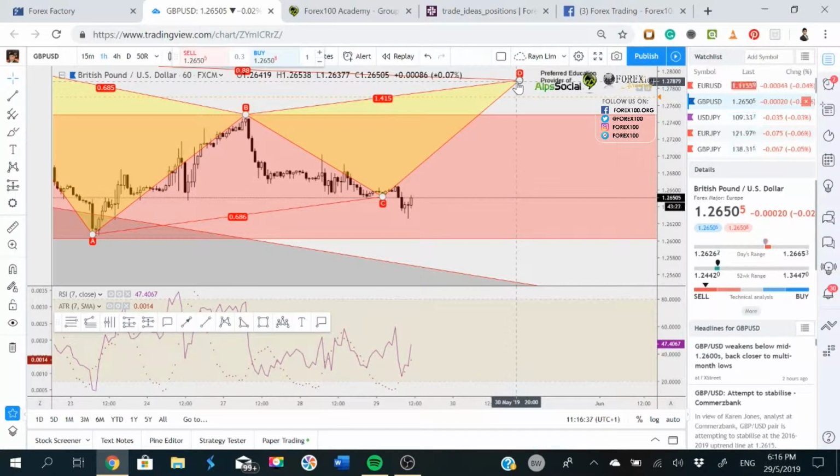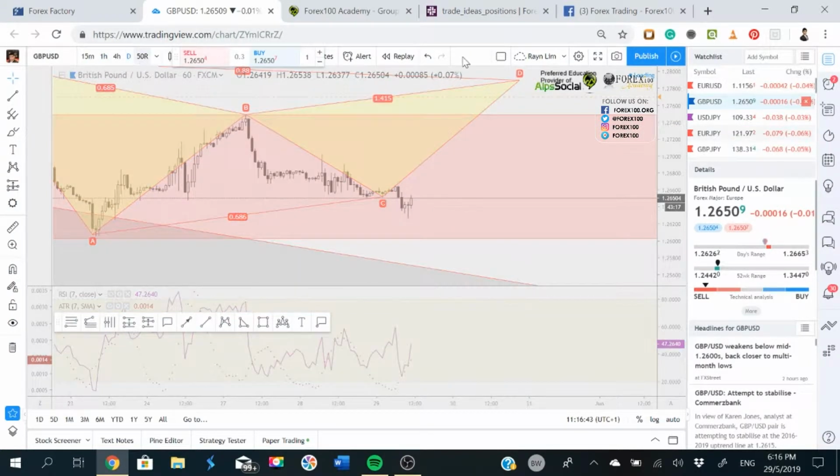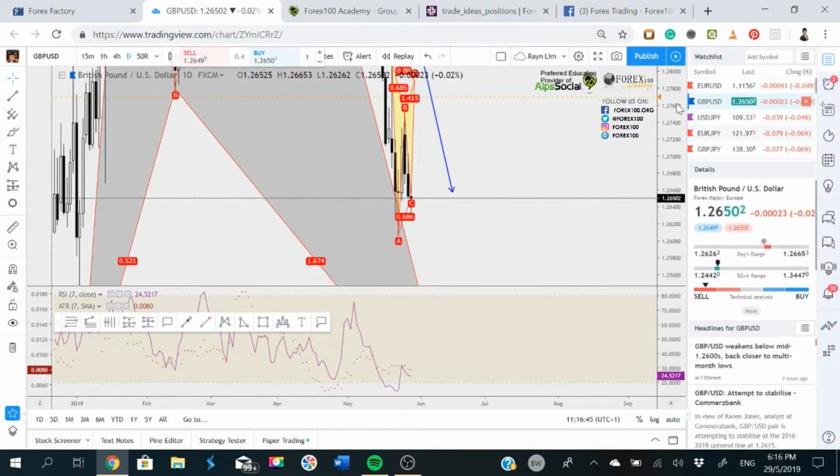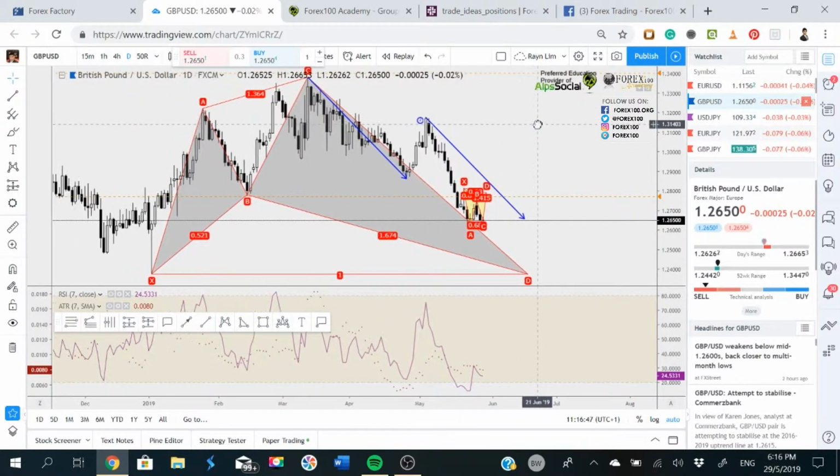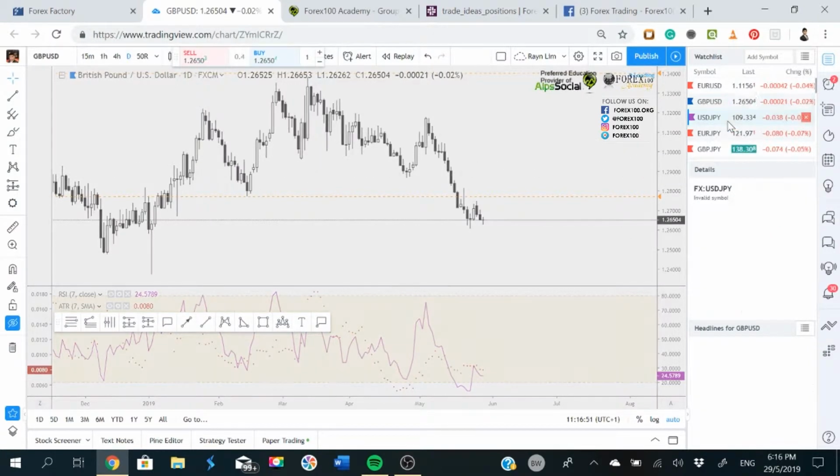at 1.2787. I'm looking for a selling opportunity. All right, so do your independent analysis and engage trade by yourself. Over here, we are just purely doing analysis. All right, so head down to dollar yen.